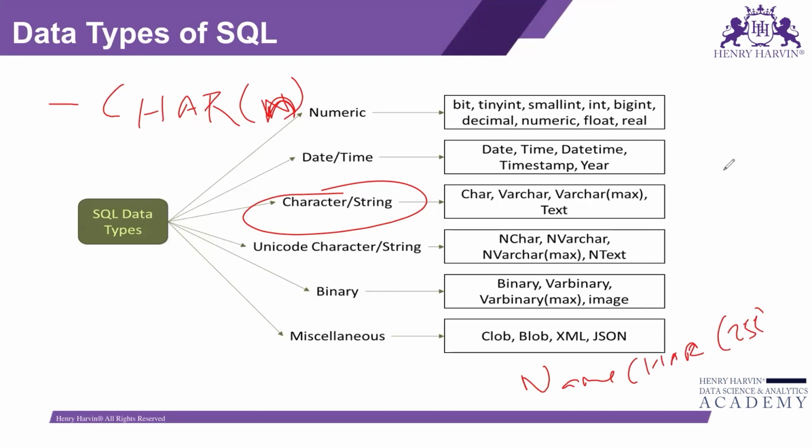It simply represents a fixed length character string with a specified length. The specified length is the n in this case. So that's what we have in the character data type.